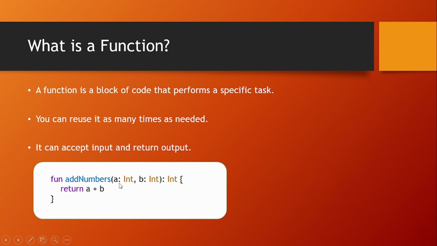For example, you can pass 5 in here, you can pass 3 in here, and it will return its addition. As you can see, I have used a plus b. a is 5, b is 3, it will be 8, and using this return keyword, this 8 will be returned, and you can assign it later on. You can assign it to a variable or you can print it out.